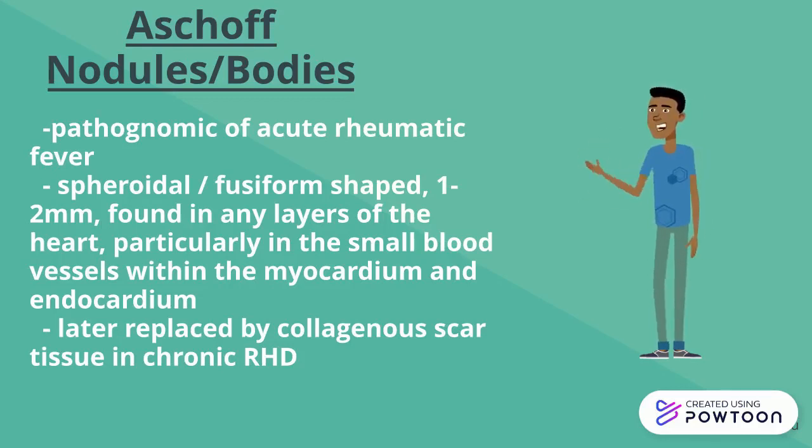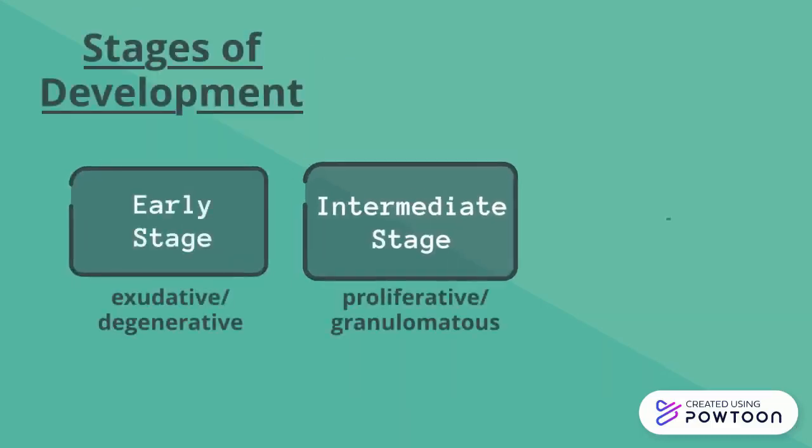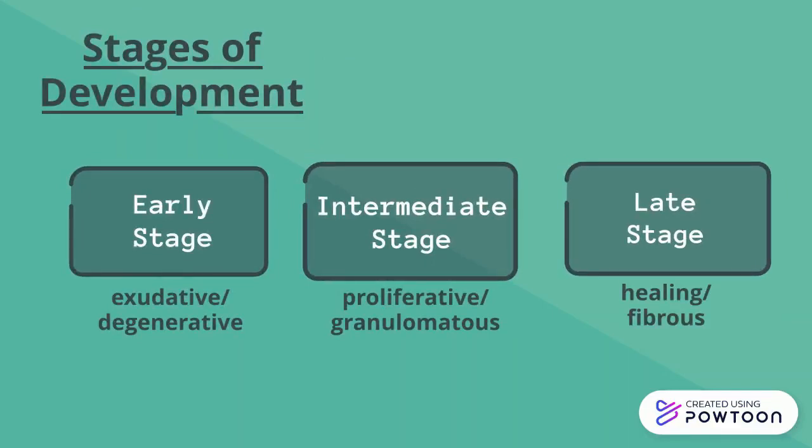Although they are present in acute rheumatic fever, they later get replaced by collagenous scar tissue in chronic rheumatic heart disease. The Aschoff bodies go through three stages of development. The first is the early, exudative or degenerative stage, then the intermediate, proliferative or granulomatous stage, and finally the late healing or fibrous stage.